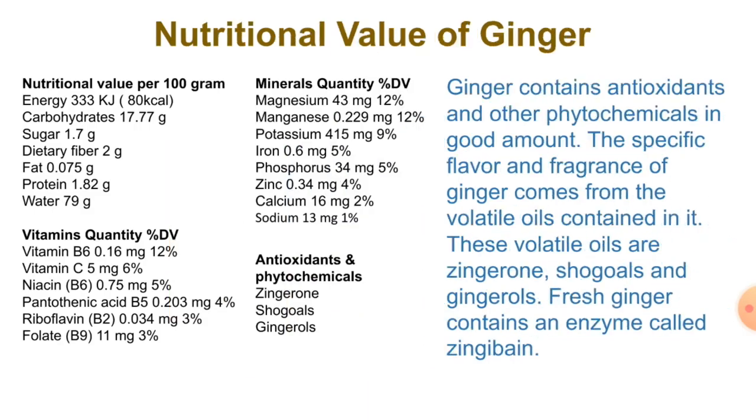Nutritional value of ginger. Ginger contains antioxidants and other phytochemicals in good amount. The specific flavor and fragrance of ginger comes from the volatile oils contained in it. These volatile oils are gingerone, shogaols, and gingerols. Fresh ginger contains an enzyme called zingibain.